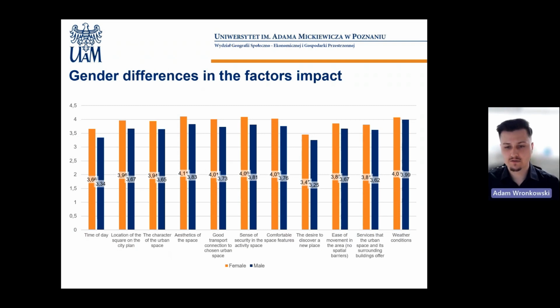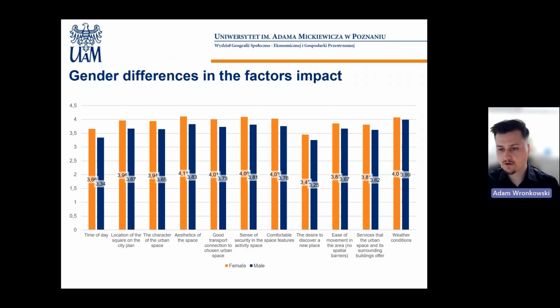An analysis of the average value of the ratings assigned to each factor influencing the choice of activity space shows a gender gap. As in the case of the relevance of the needs realized in the area of urban squares, in this case, women also rated the importance of the factors slightly higher. On average, the difference was 0.24 points. Average for women 3.91 points and for men 3.67 points.